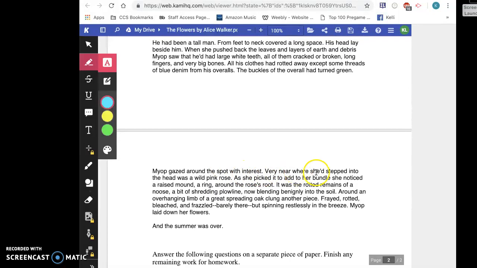Very near where she'd stepped into the head was a wild pink rose. As she picked it to add to her bundle, she noticed a raised mound, a ring around the rose's root.